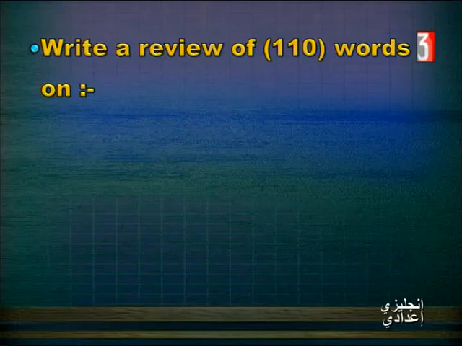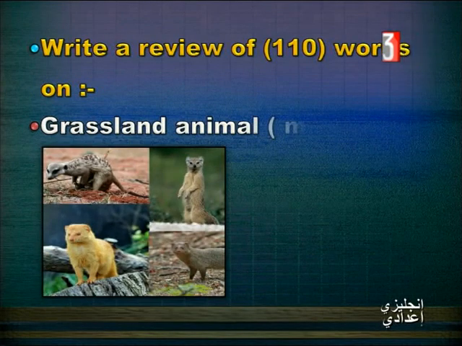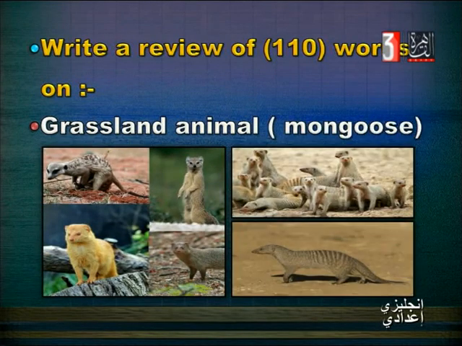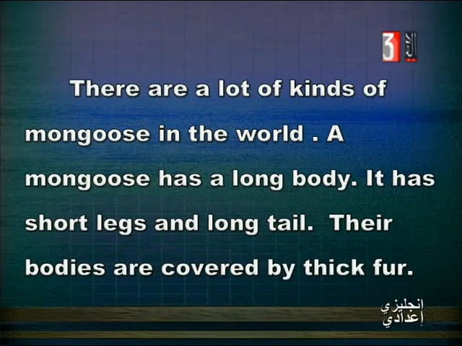Now, my dear students, we are going to write a review of 110 words on mongoose. It's a grassland animal, as I said before. So let's review. Write a review of a grassland animal, mongoose. There are a lot of kinds of mongoose in the world. A mongoose has a long body. It has short legs and a long tail. Their bodies are covered by thick fur.